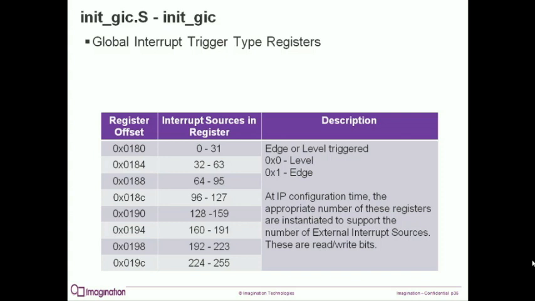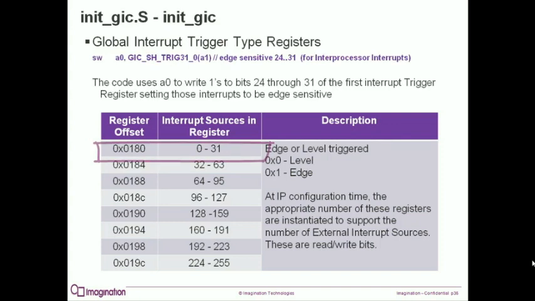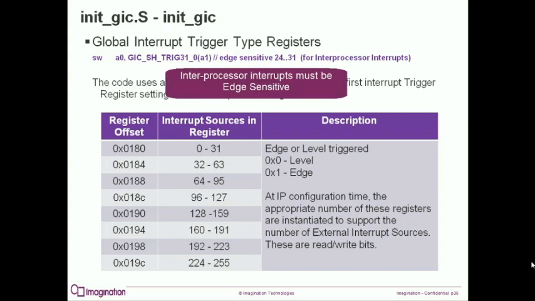The offset of the global interrupt trigger type register in the GIC section is hex 180. The code uses A0 to write 1s to bits 24 through 31 of the first interrupt trigger register. This configures interrupt sources 24 through 31 to be edge sensitive, which is needed to support interprocessor interrupts.